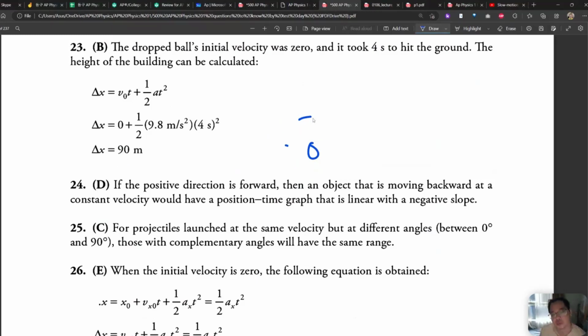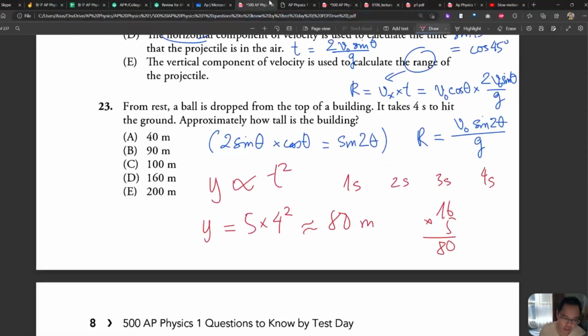But it's close. So if we cannot find an exact value, we choose the closest one. Don't be afraid of making a mistake and losing the mark, because you lose the mark anyway if you don't choose an answer. Yes. Or D.